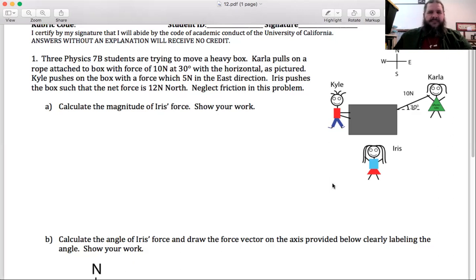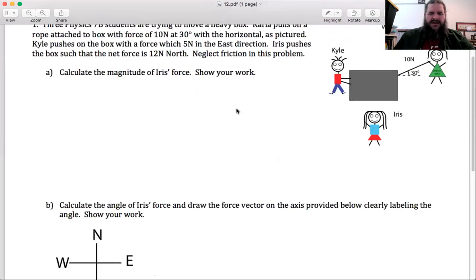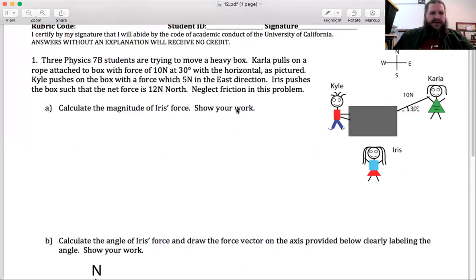You mean just like the magnitude? Yeah, specifically the magnitude of Iris's force. So I think it tells us the direction. Actually, it doesn't tell us the direction. That's the next question, part B. But we want to find the magnitude and direction of the force provided by Iris.